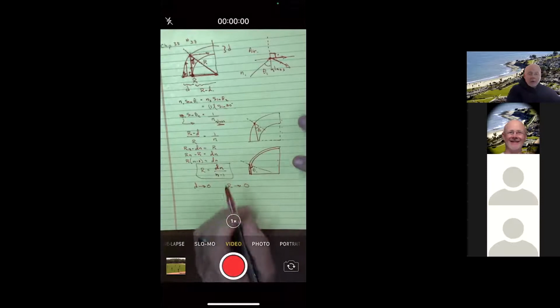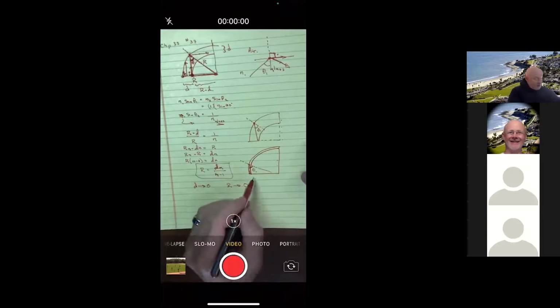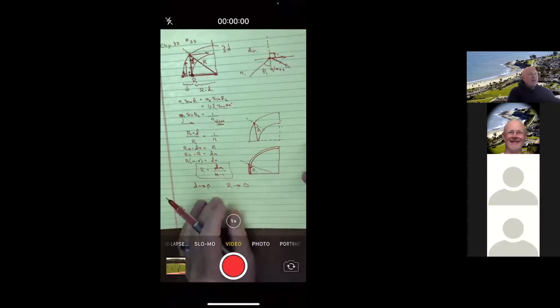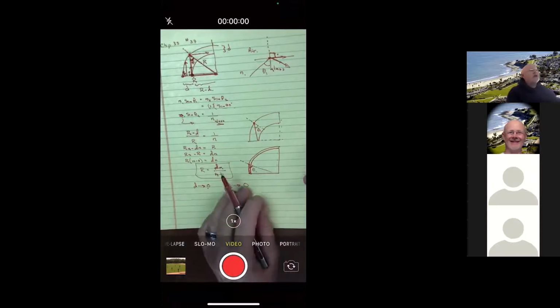Okay, so what I was trying to draw in my picture wherever it froze is that, yeah, that makes total sense. As D gets smaller, the radius could get smaller, and that picture agrees there. So that was B: does the result of part A predict a reasonable behavior as D approaches zero?